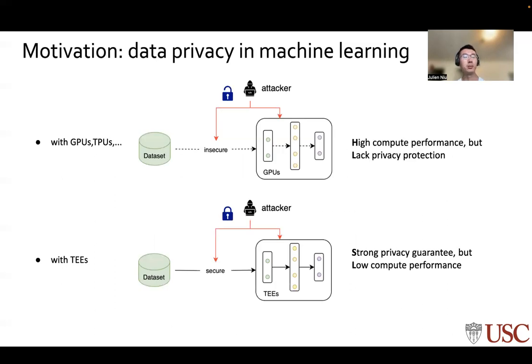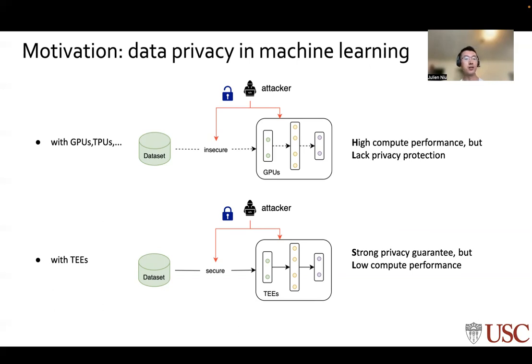Before I discuss the details about the paper, let me spend a few minutes on the motivation. If you see machine learning from a data privacy protection perspective, we can categorize it into two classes. The first one is using GPUs and TPUs to achieve strong computing performance, but this platform lacks sufficient privacy protection on the data. So attackers can easily get sensitive information about the dataset.